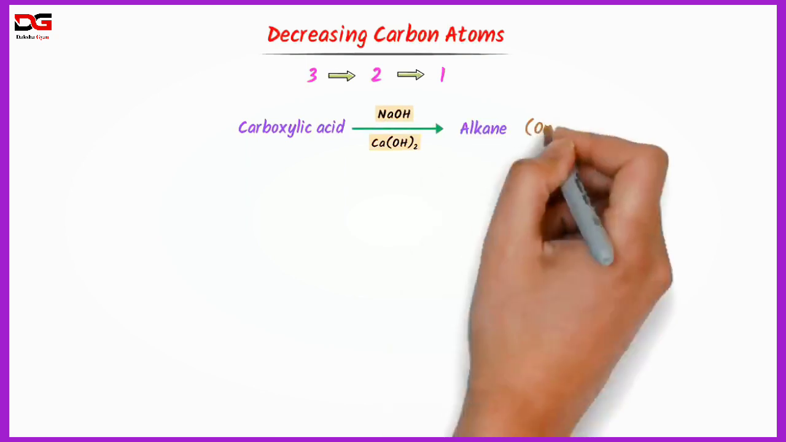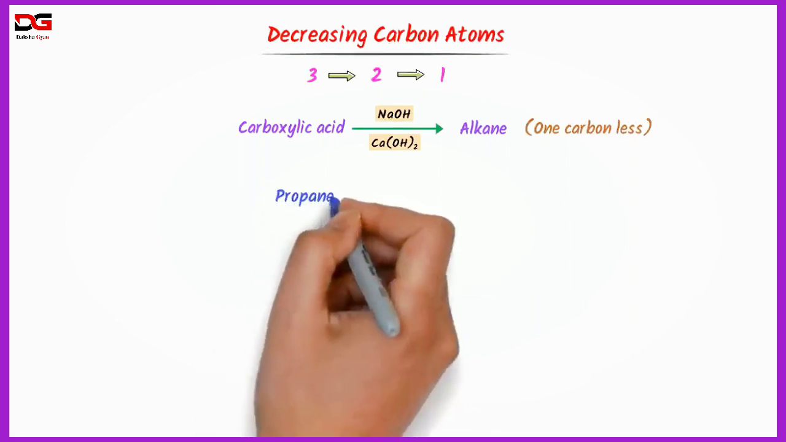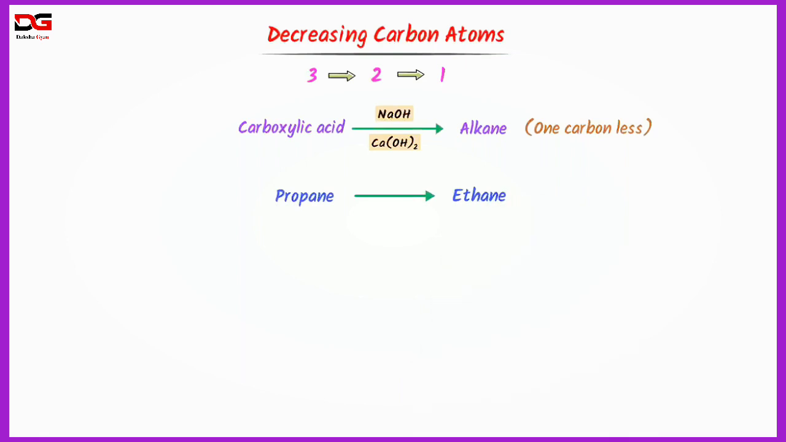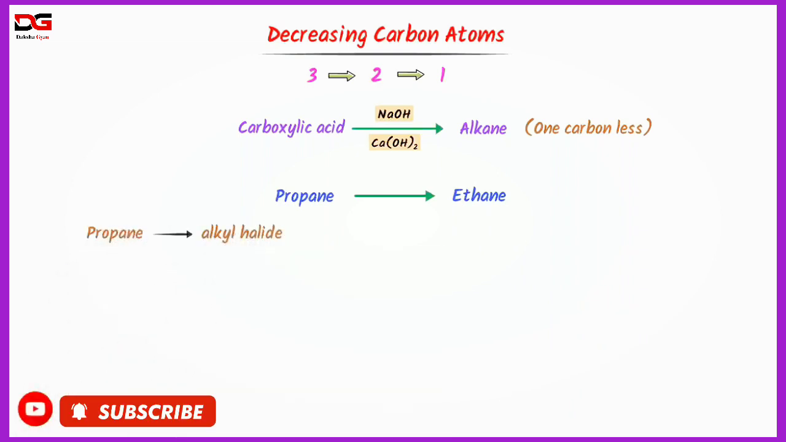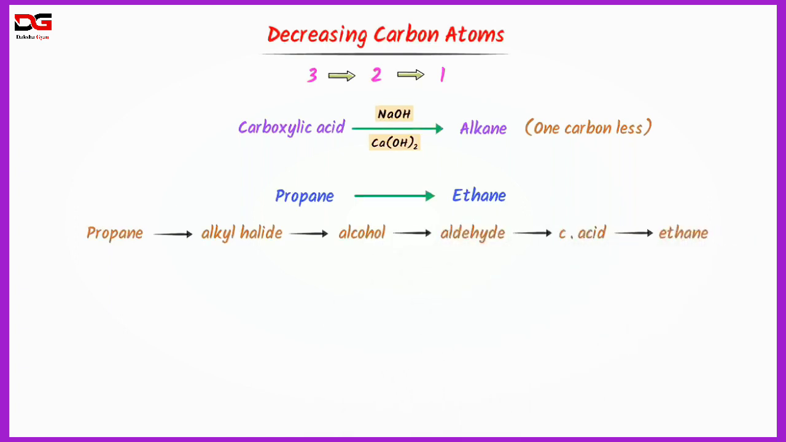But the alkane will have one carbon less than the total carbons in the carboxylic acid. Here, let's convert propane to ethane. We know that we will use these steps. Firstly, we will activate propane by converting it to alkyl halide, then to alcohol, to aldehyde, to carboxylic acid, and then to alkane. Now I add chlorine plus UV light to it.